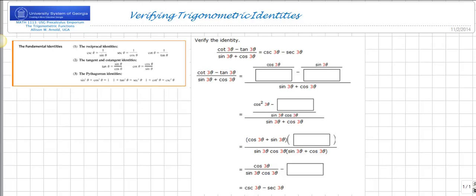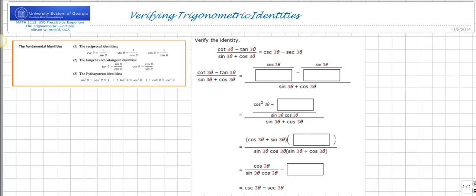All right, let's look at an identity verification that requires a good bit of algebra as well as just understanding the trig identities. The identity you wish to verify is the quotient cotangent 3 theta minus tangent 3 theta divided by sine 3 theta plus cosine 3 theta actually does equal cosecant 3 theta minus secant 3 theta.